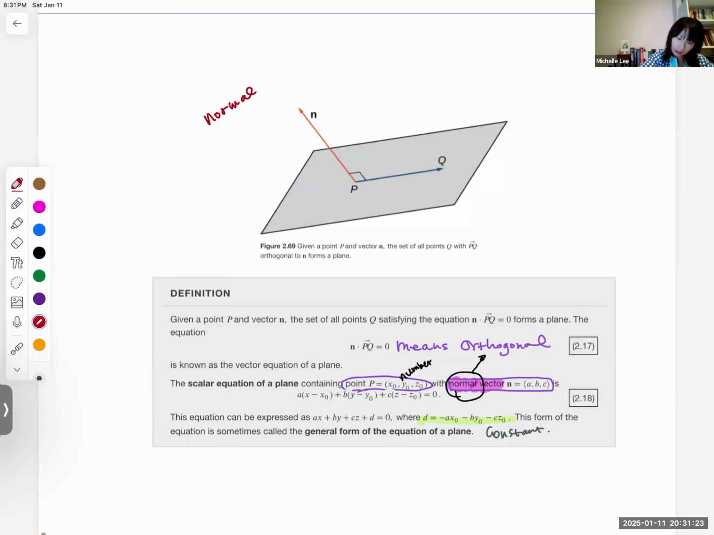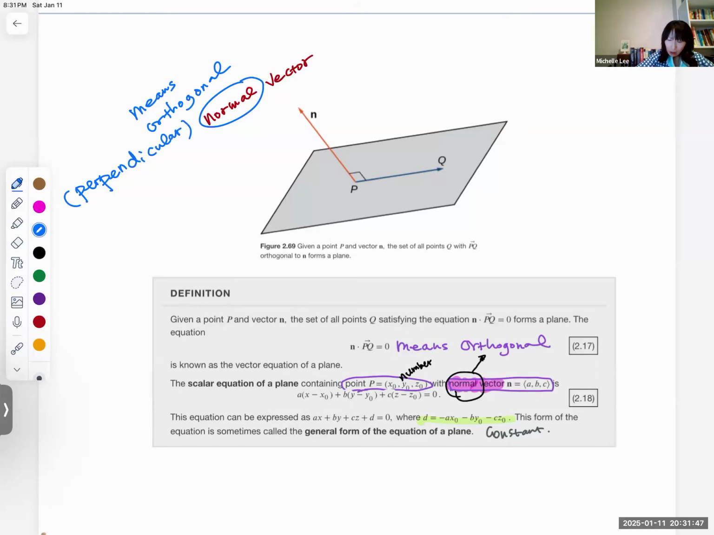Normal vector, which is orthogonal, means perpendicular, right? Means they're perpendicular. Okay. What we learned before, if two vectors are orthogonal, then their dot product equals 0, right? So can you see that? We have a vector dot product with another vector equal to 0, right?